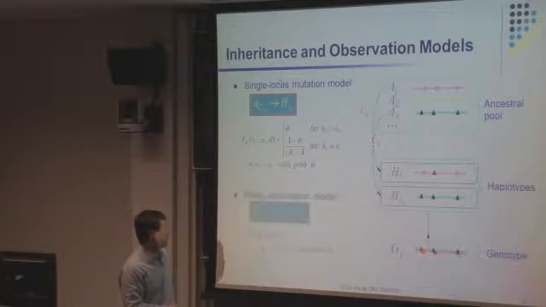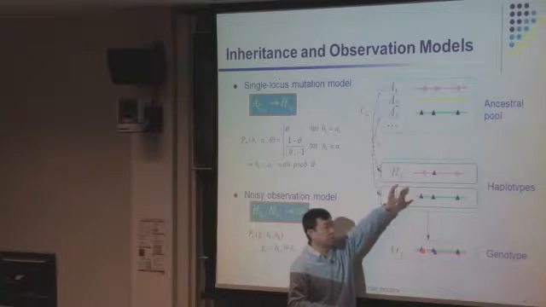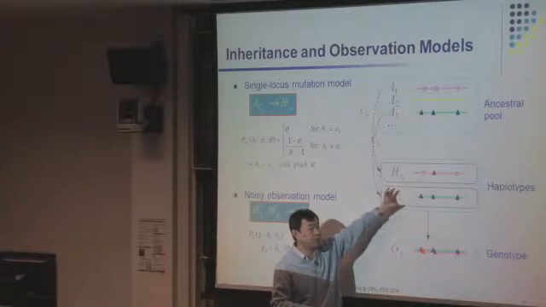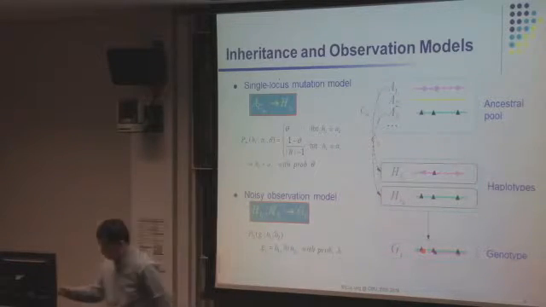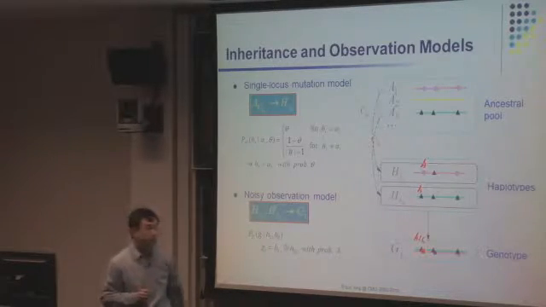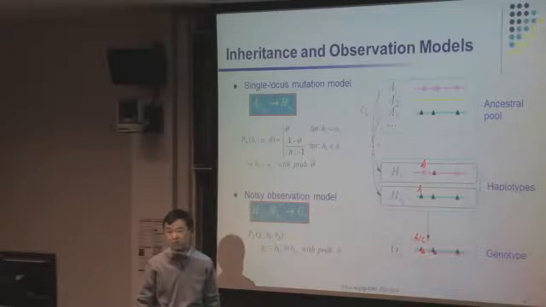And I can also have a noisy observation model, which means that if you observe a pair of haplotypes already, the real genotype data may still be a little bit inconsistent. Meaning that if you have an A here, you may have a C here, just because the reading wasn't very accurate. But that must happen with a small probability.